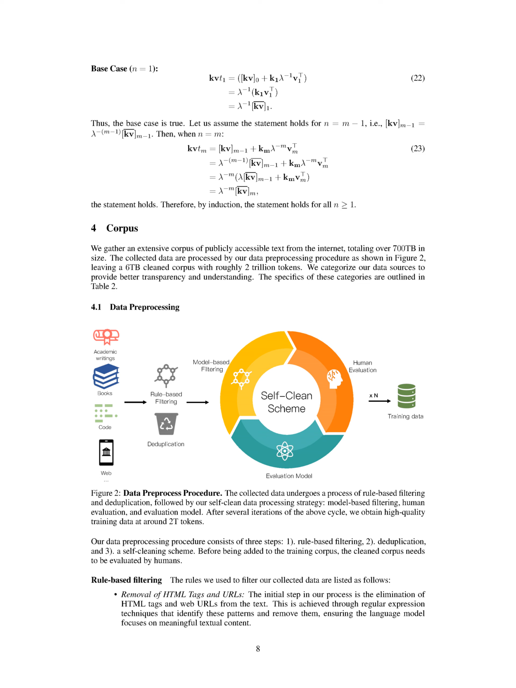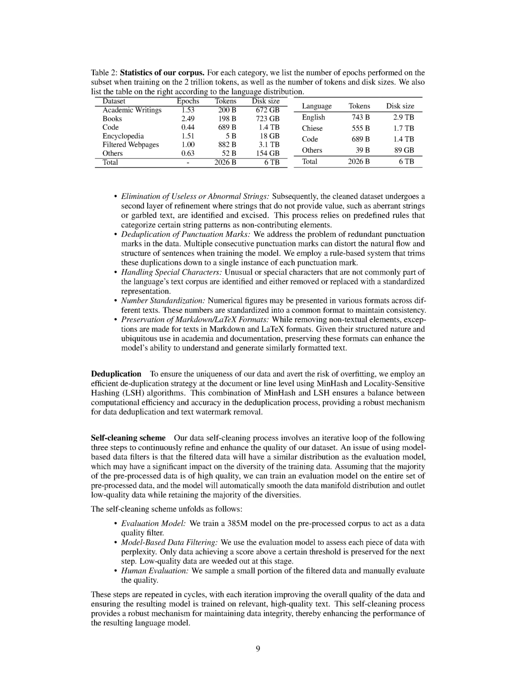In terms of data preprocessing, we follow a 3-step procedure: 1. Rule-based filtering, 2. Deduplication, and 3. A self-cleaning scheme. Before we include the cleaned-up data in our training corpus, it's evaluated by human reviewers. Let's talk about rule-based filtering. We use a set of rules to filter our collected data.